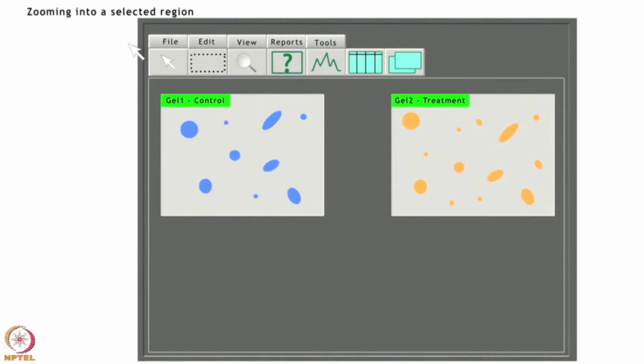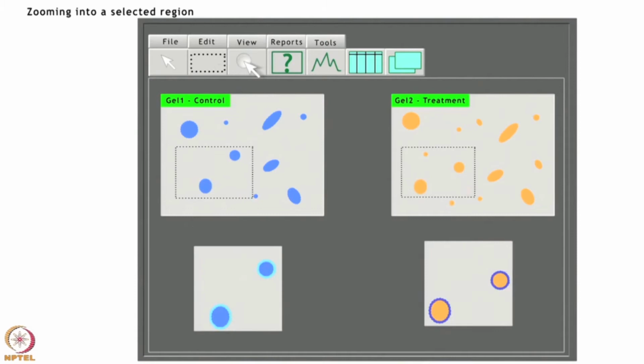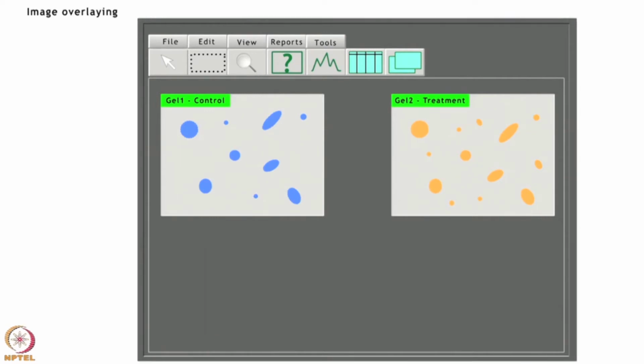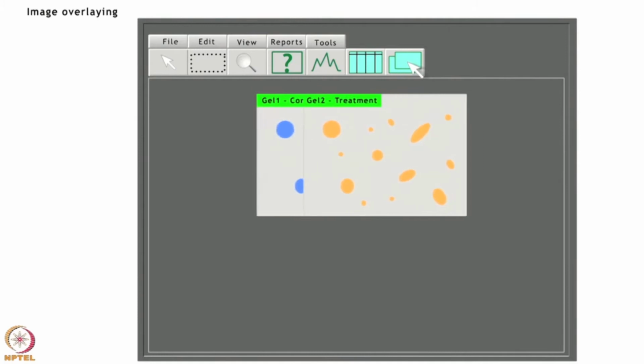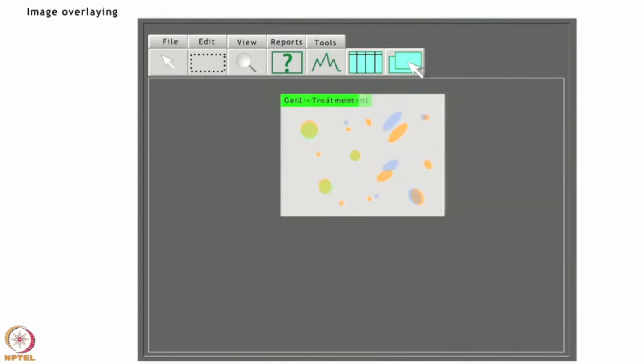Specific selected regions of the gel can be zoomed into for viewing the spots more closely and for comparison of spots between two gels. This is particularly useful for gels having a large number of spots. Overlaying of images is a particularly useful tool for comparison of two gels. The gels are overlaid such that they appear merged, and spots that coincide will overlap with each other.